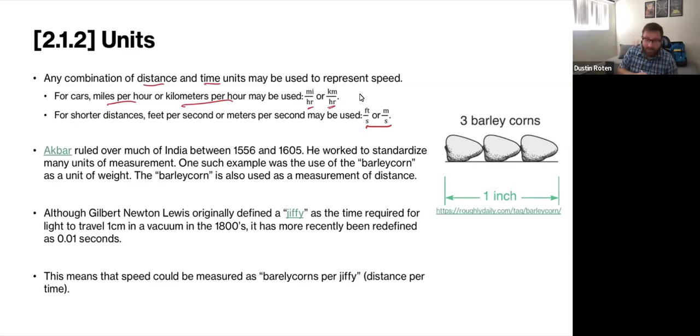So this dude Akbar ruled over much of India between the 1500s and 1600s. He actually worked to standardize many units of measurement. One example of this was he used the barley corn as a unit of weight. That's just this little piece here that comes off barley, and about three of those together equals an inch. So he started using these as a standard of weight, and then later on, the barley corn became more used as a unit of distance.